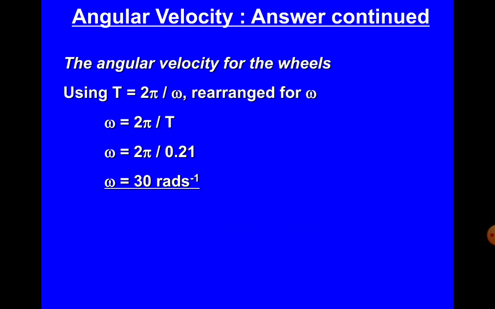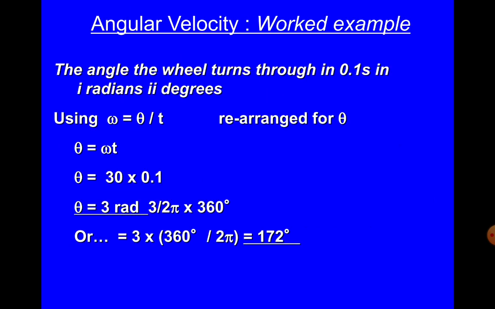The angular velocity for the wheels, T is 2 pi over omega. We can rearrange, and then we find for the angular velocity 30 rad per second. Now the angle the wheel has turned through in 0.1 seconds in radians: angle is omega t, so the angle is 3 rad. In degrees, 3 over 2 pi times 360, and then we get 172 degrees.